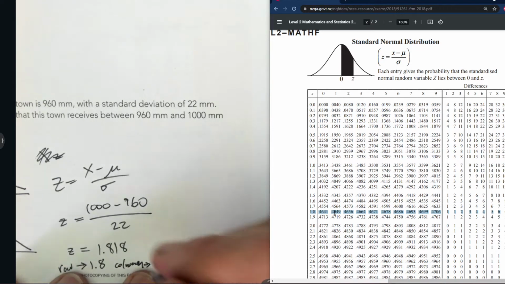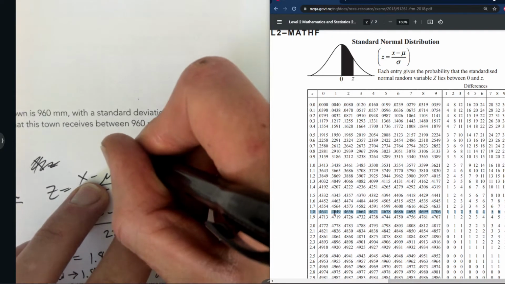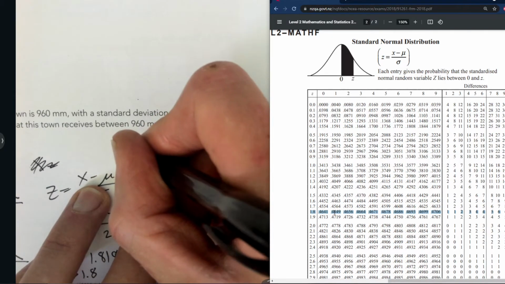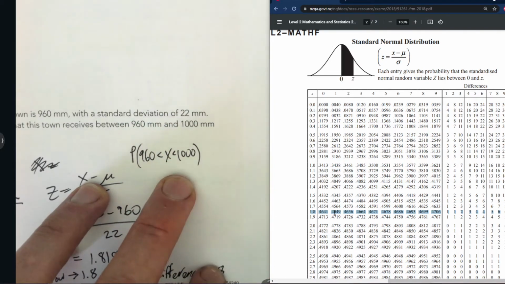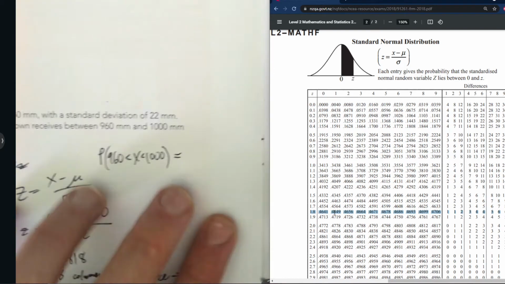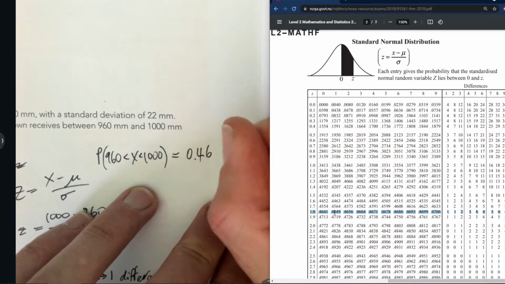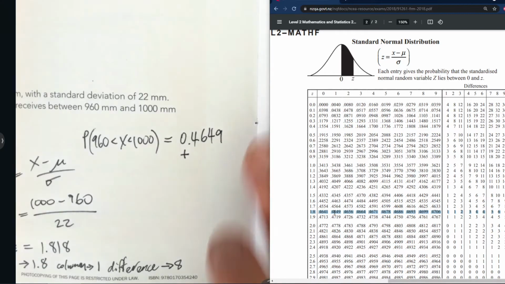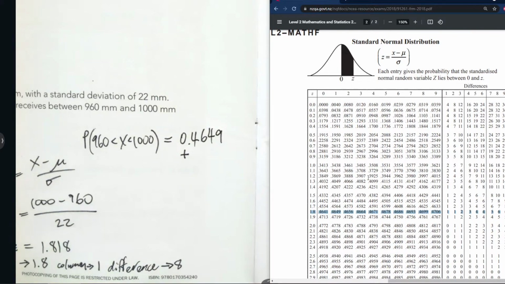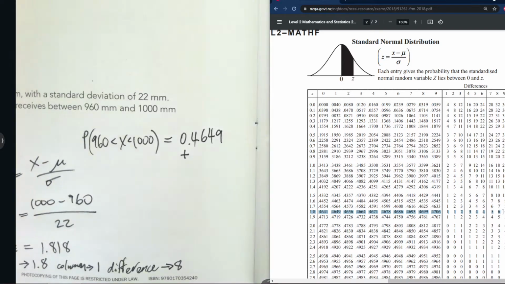So at this stage I'm going to write that down. I'm going to write the probability that it's between 960 less than x less than 1000. You don't need to do this notation, it's just how I like to do it. So we've got this value 0.4649, and we need to add on a difference. We've got this difference of 8, so we need to find that and add it on at the end. So we need to go across to the difference of 8 here, and we're going to have to add on 0.0006.